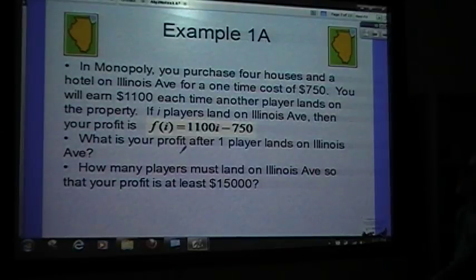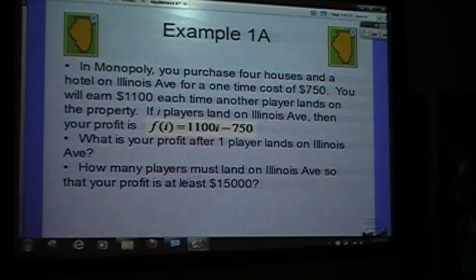Back to Monopoly. You purchase 4 houses and a hotel on Illinois Avenue for a one-time cost of $750. You will earn $1,100 each time another player lands on the property. This time we're saying I players land on Illinois Avenue, then this is your profit. Again, 1,100 times I, $1,100 each time someone lands on it. Subtract your overhead, $750. So this is talking about our total profit.